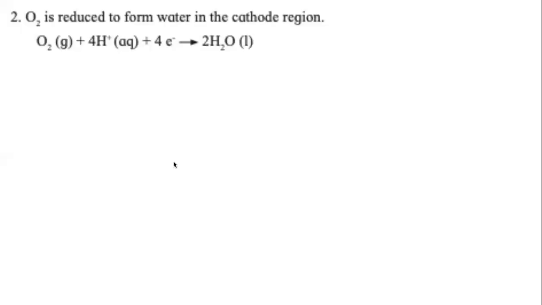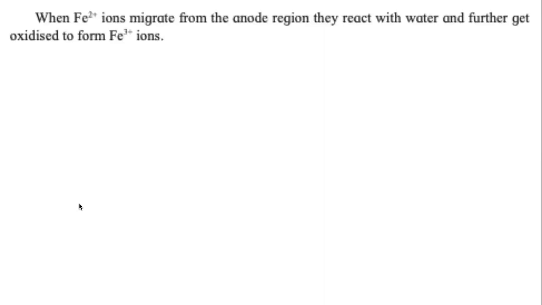Once again, if water is being produced on the surface of the iron, then the iron ions that are produced in the anode region will come into contact with the water. And that is what happens. The Fe+2 ions, when they migrate from the anode region, react with water. And water has oxygen. So they get even more oxidized.